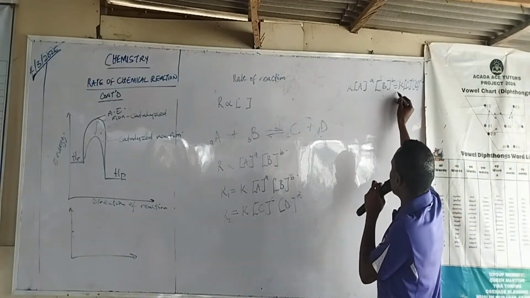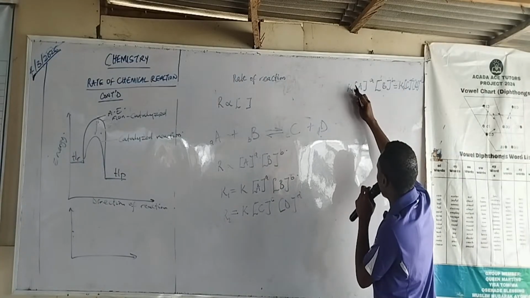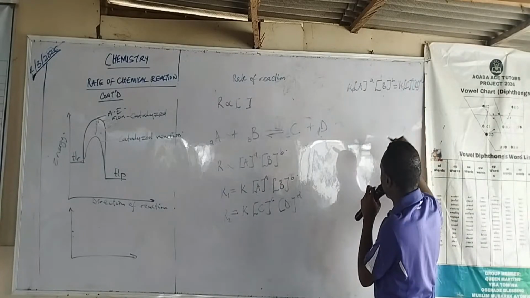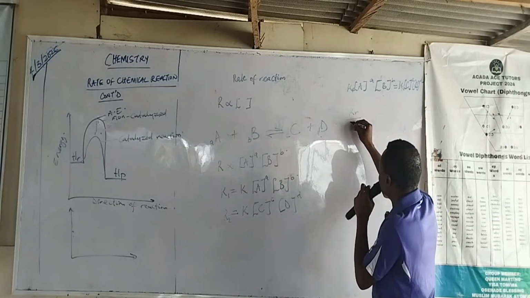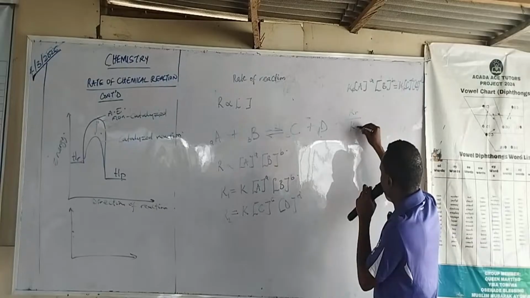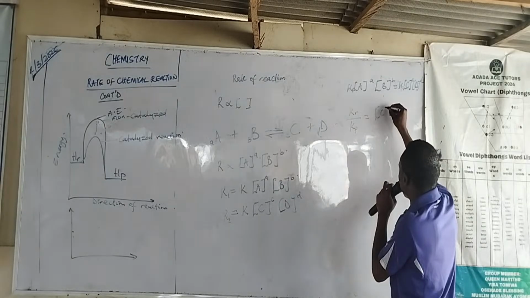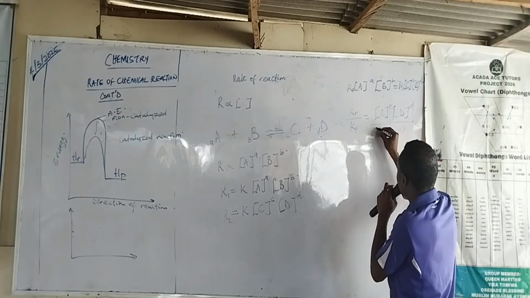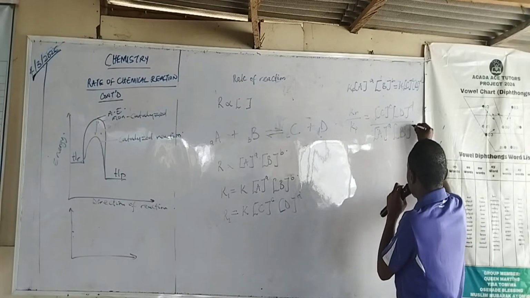Are you with me? So this one is K1, this is K2, or we call it KR, K of reactant, and K of product. Yes or no? So that KR over KP will be equal to, that means this one coming down, this one will remain here, concentration of C, concentration of D, over concentration of A and concentration of B.